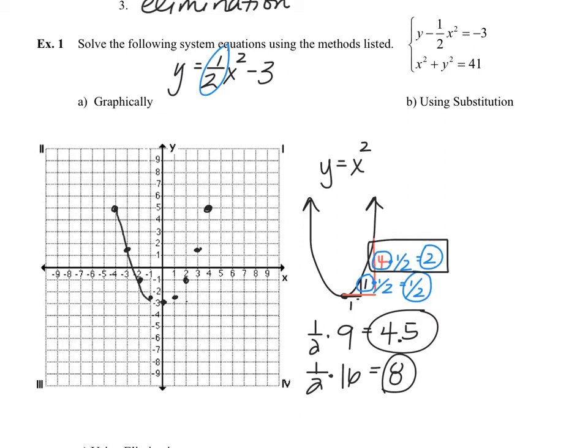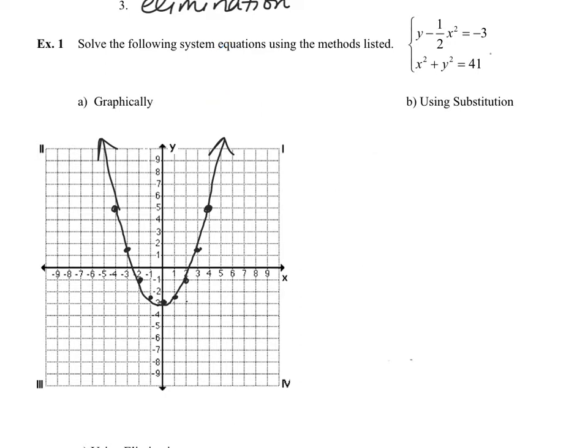And now we have a good number of points on our parabola. We can go ahead and connect the dots, and this is a parabola that has been vertically compressed. So next, let's focus on the second curve, which is x squared plus y squared equals 41.